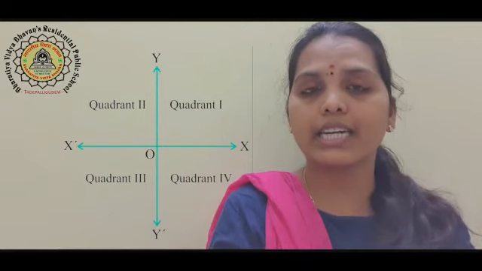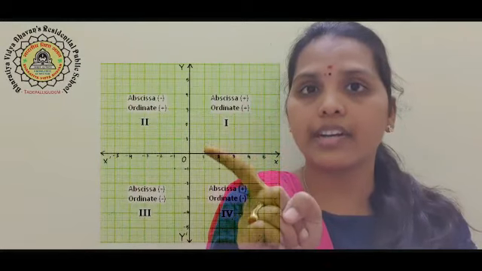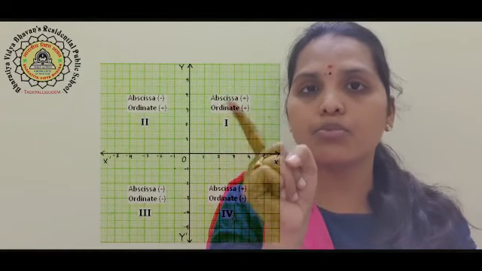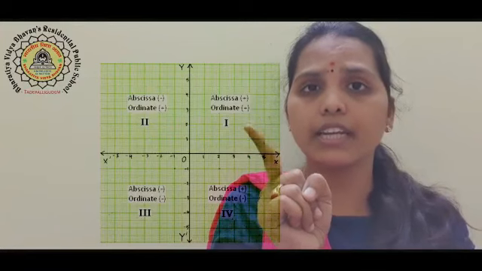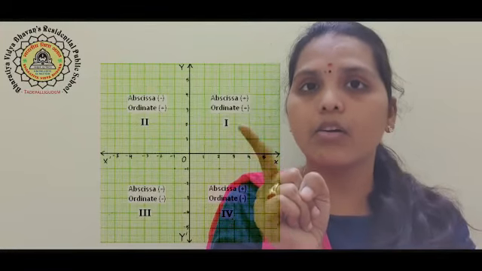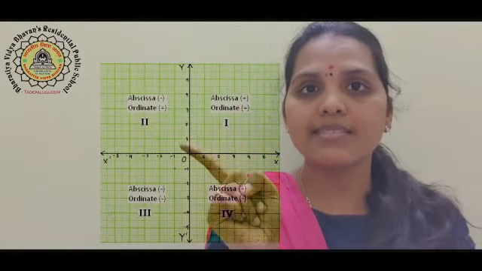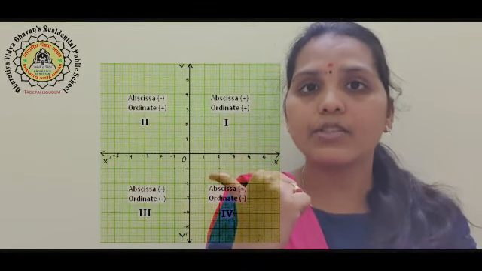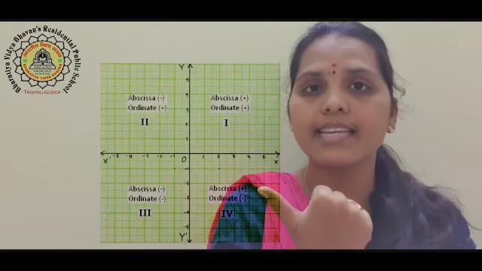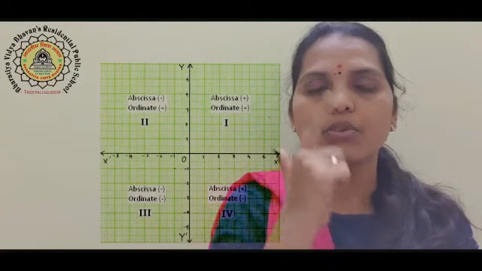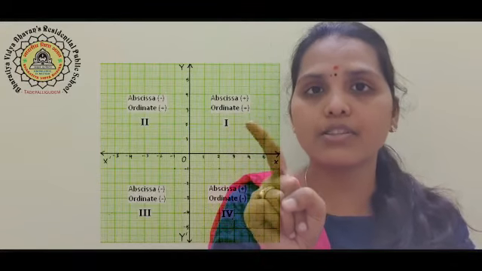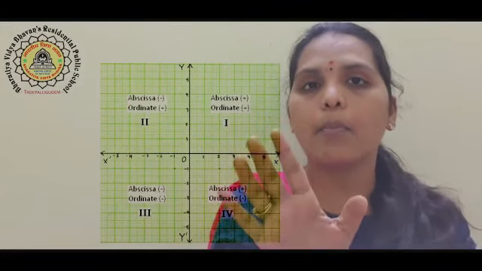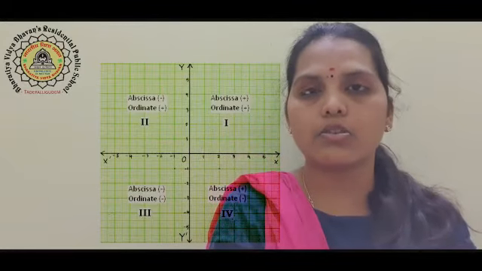If you look at this picture clearly, in the first quadrant the x coordinates, that is the abscissa, and the ordinates are both positive. If you take any point in the first quadrant, both abscissa and ordinate are positive. In the second quadrant, abscissa is negative and ordinate is positive. In the third quadrant, abscissa and ordinate are both negative. In the fourth quadrant, abscissa is positive and ordinate is negative. Like that in the remaining quadrants also.